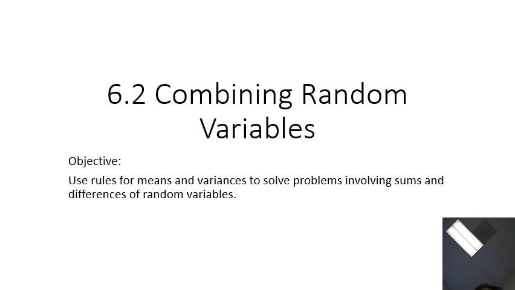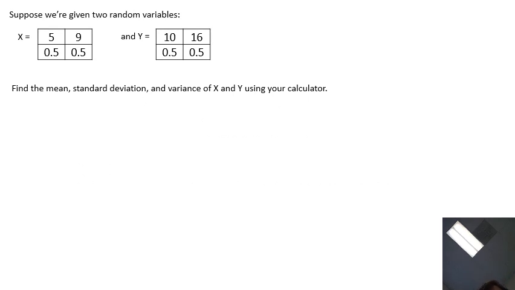But let's start with a simple example and see if we can figure out what happens to the mean and standard deviation if we combine random variables. We have two random variables, with tables here, both x and y. I'd like for you to pause the video and find the mean, standard deviation, and variance of x and y using your calculator. So hit pause here and find those.